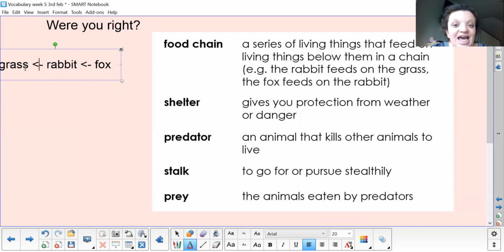So a predator is an animal that kills other animals to live. So a lion is an example of a predator. It kills other animals. It's a meat eater. It's a carnivore. It kills those other animals to eat them.